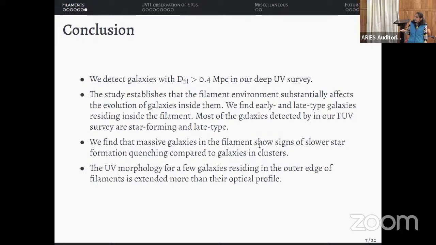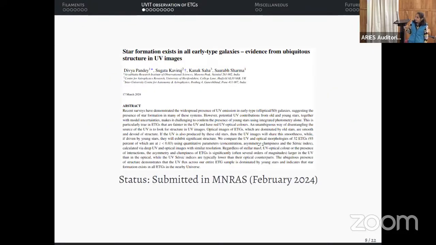Right. This was the conclusion. Okay, so the second part is about the UV emission in early type galaxies, mostly ellipticals and lenticulars. This was submitted to MNRAS last month.